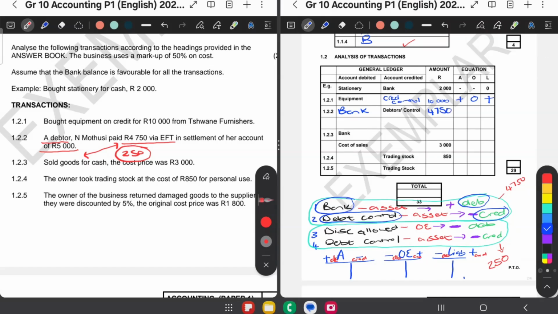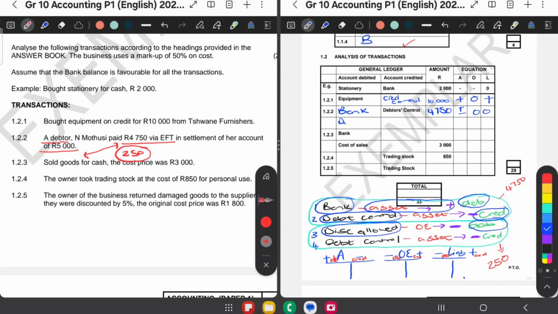And let's put our pluses and our minuses. So we said an asset gets a plus. And here the asset gets a minus. So this one will have a plus and a minus, 0, 0.